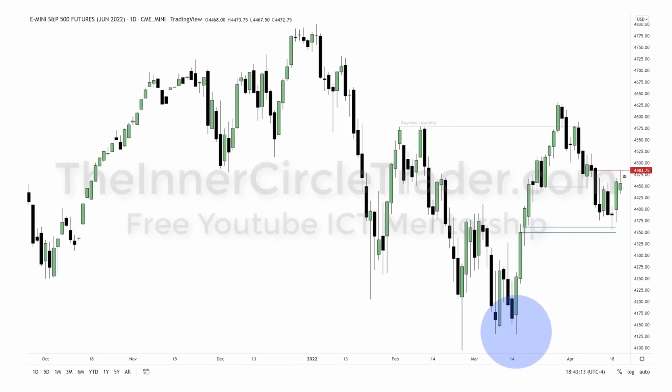Why is this a swing low? We have a candle to the left of it that has a higher low than this one, and a candle to the right of it has a higher low than that one. So that's a swing low. That one here to here, that's my daily dealing range.